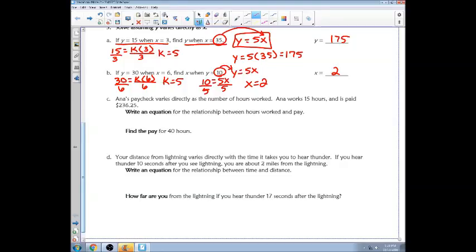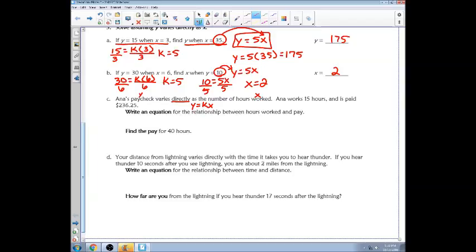Anna's paycheck varies directly. Again, it tells us directly, so I know right now I'm going to use y equals kx as the number of hours she's worked. If we think about the independent and dependent variable, will the paycheck depend on the hours worked or the hours worked depend on the paycheck? Well, obviously, the paycheck would depend on the hours worked. So the hours worked would be my x value and the paycheck would be my y value.